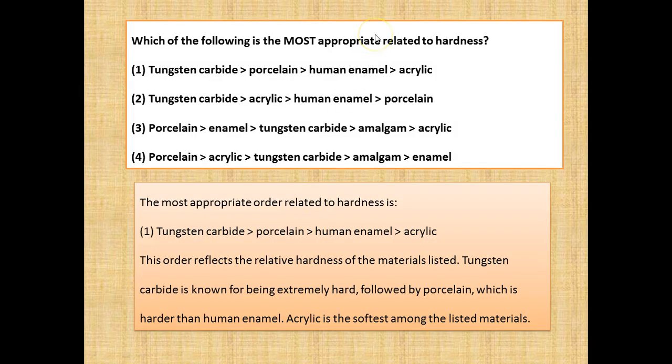So the question is, which of the following is the most appropriate related to hardness? Here the correct answer is tungsten carbide. Remember, it is an extremely hard substance, followed by porcelain, human enamel and then acrylic. Many times students make the mistake of selecting human enamel first, but it is wrong, dear student. The first is tungsten carbide, followed by porcelain, then human enamel and then acrylic.